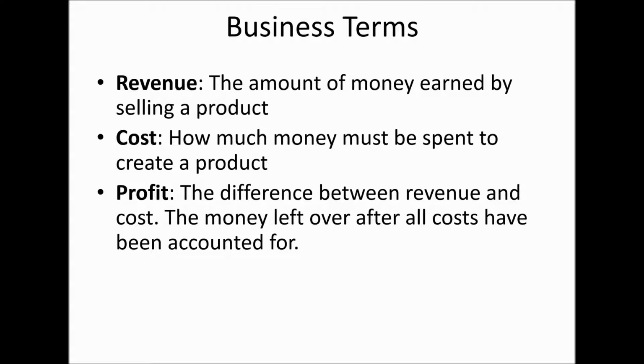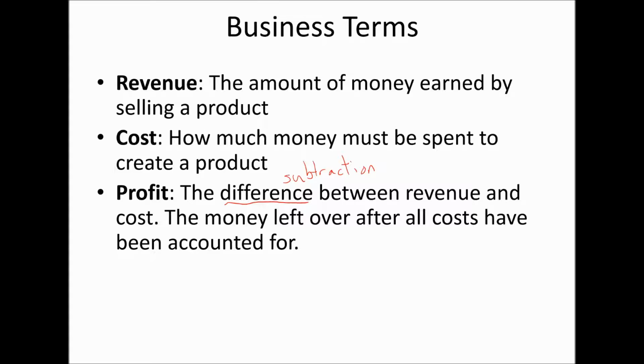Related to both of those is profit. Profit is the difference between revenue and cost. It's the money left over after all the costs have been accounted for. It's how much money you're making. And difference, that is difference in the mathematical sense, which means subtraction. So we take all the money that you've earned, which is revenue, subtract all the money you spent, which is cost, and you're left with the profit.